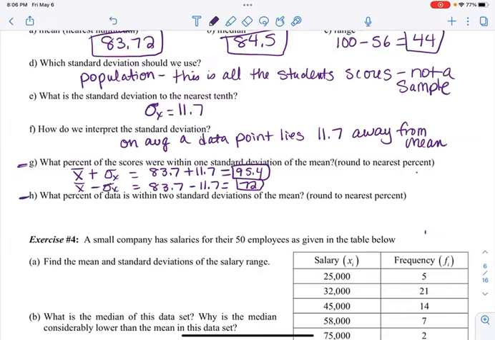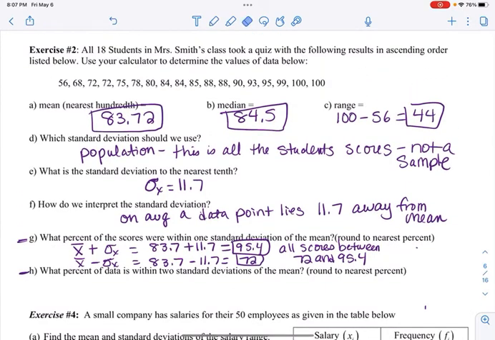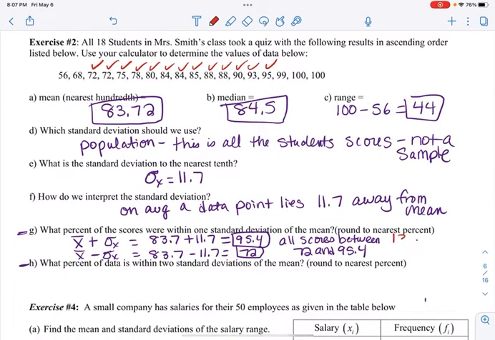So all the scores that are within one standard deviation of the mean, I want all the scores between 72 and 95.4. So I'm going to go in and count them up. So all the scores between 72 and 95.4. So 1, 2, 3, 4, 5, 6, 7, 8, 9, 10, 11, 12, 13. There's 13 of them. There are 13 scores and there's 18 scores total.